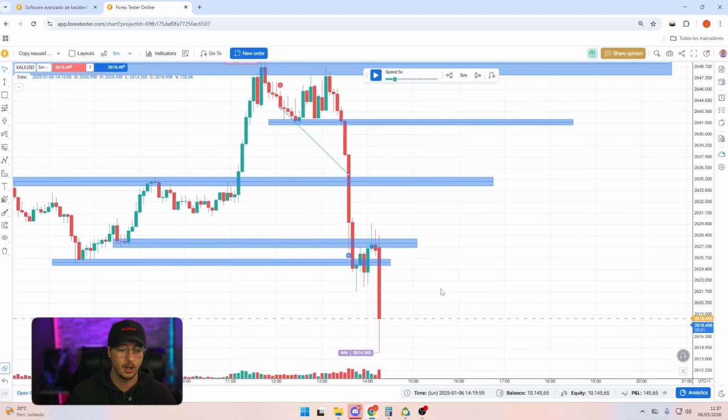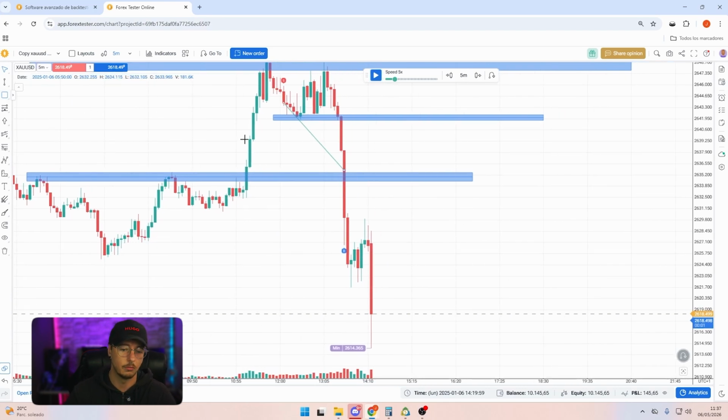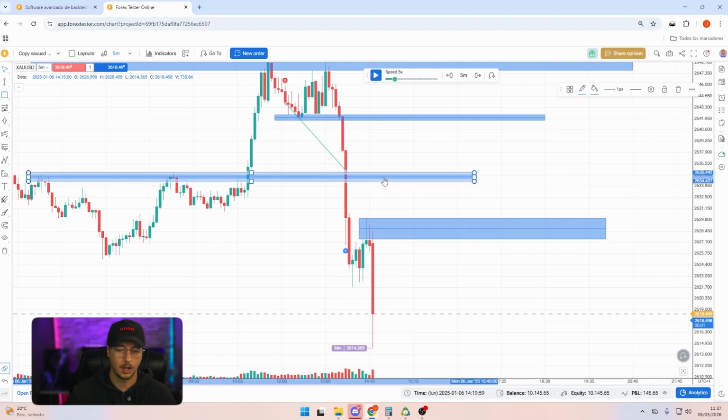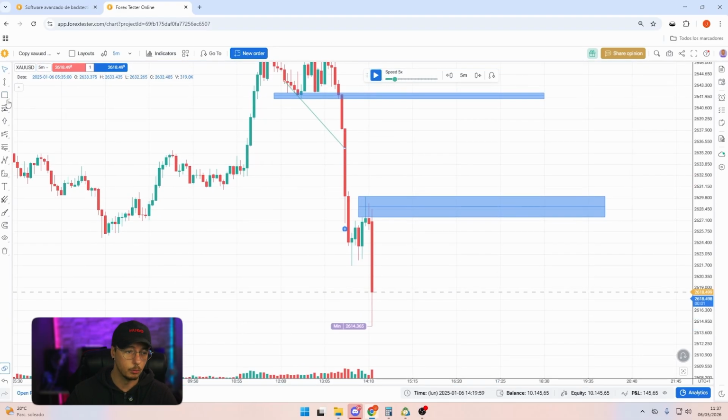So here in this case, I am going to wait, and what I am going to do is refresh these levels. Okay, so basically I've got a nice level here. This level here I'm going to completely take away, because at the end of the day it's not relevant anymore for me. What we do have is this level here that we could see some reaction. So basically we've got two levels here.